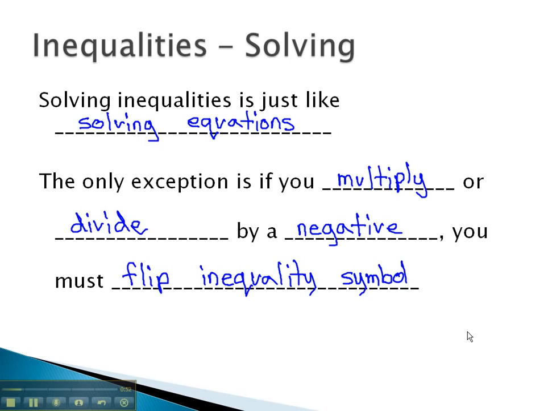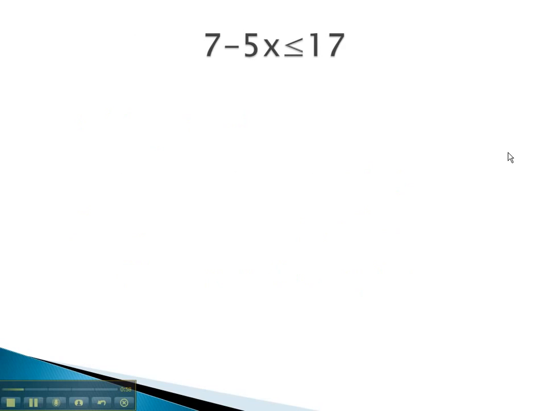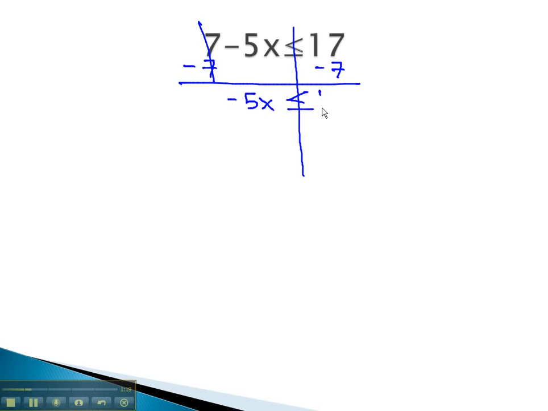Let's take a look at an example where we solve an inequality like an equation and may have to flip the symbol if we multiply or divide by a negative. Before we would balance through the equal sign, now we balance through the inequality sign. To get x alone, we start with the addition and subtraction by subtracting 7 from both sides of the equation. This gives negative 5x is less than or equal to 10.